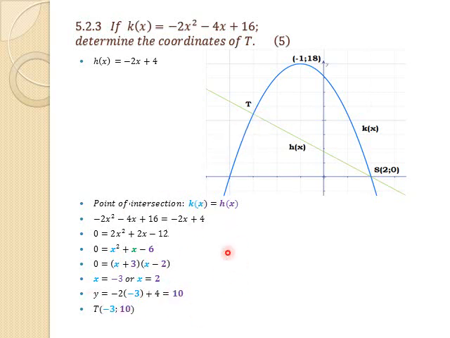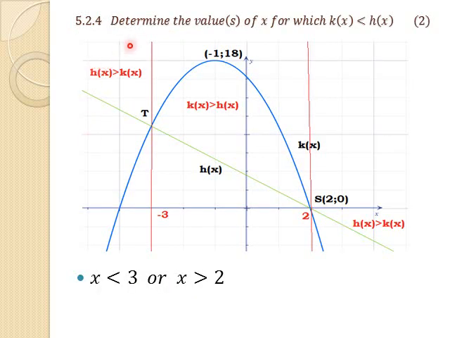So very important you get used to this. We will always test one exam question where we have two graphs, and we will test point of intersection for 5 to 6 marks. So get used to the procedure. Alright. Now they say determine the values of x for which k of x is less than h of x. So I'm going to go through this slowly.